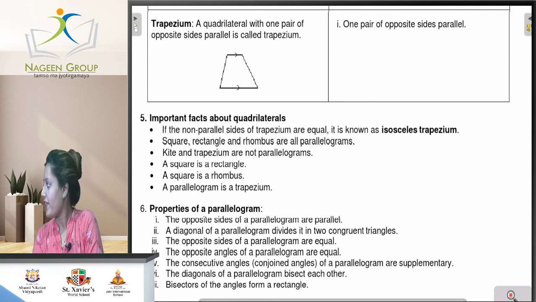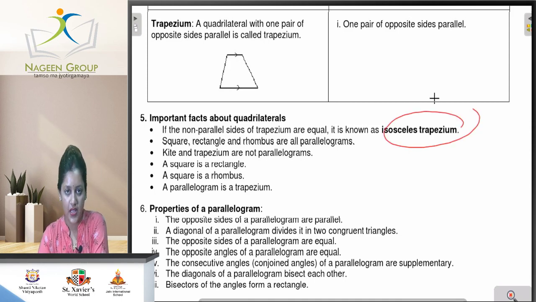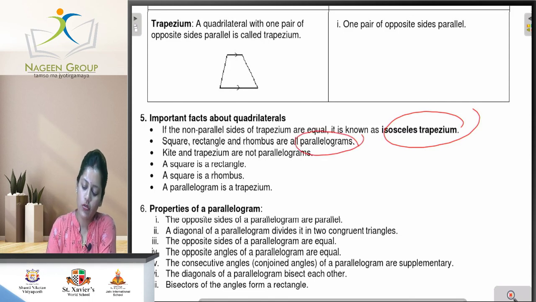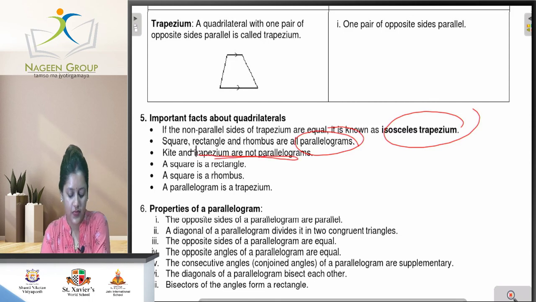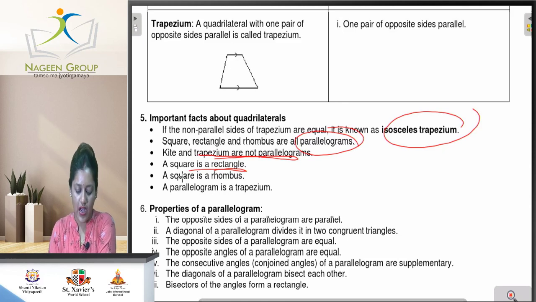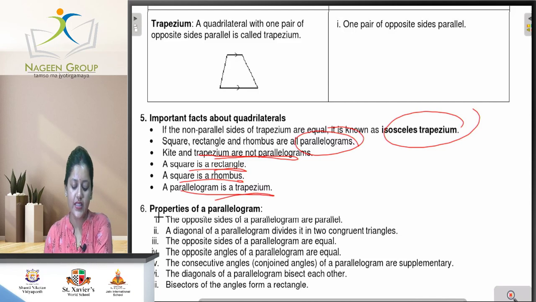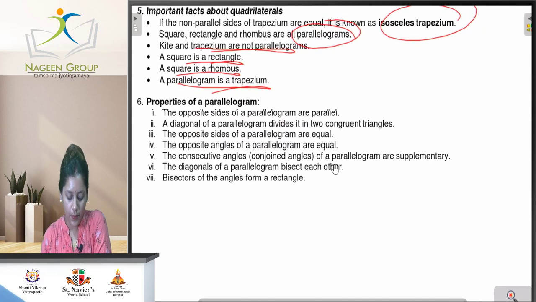Next, important facts about quadrilaterals: if the non-parallel sides of a trapezium are equal, it is known as an isosceles trapezium. Square, rectangle and rhombus are all parallelograms. Kite and trapezium are not parallelograms. A square is a rectangle. A square is a rhombus. A parallelogram is a trapezium. These are some important facts about quadrilaterals.